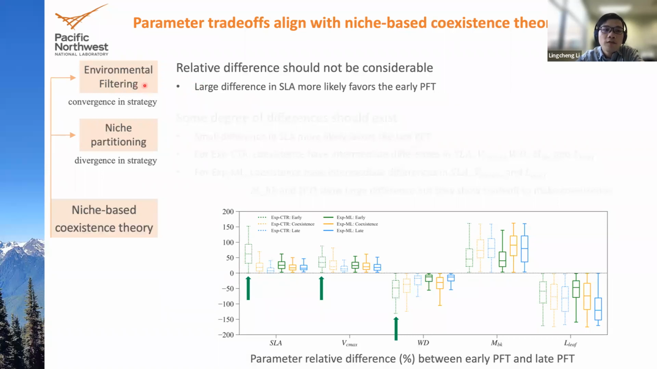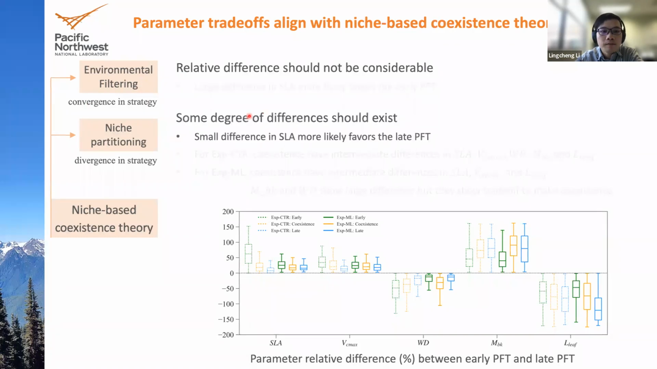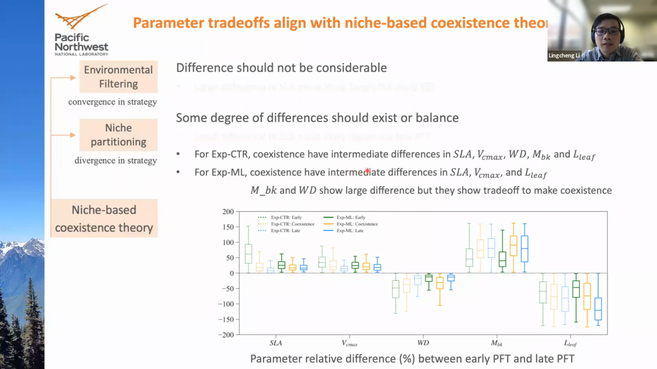This reflects environmental filtering, which means you have some convergence in strategy, or some similarities in your traits. And then you also need to have some difference between these parameters. You can see from here, if you have a small difference, for example in specific leaf area, it more favors the late PFTs instead of the coexistence. So you should have some difference, but the difference cannot be too small.